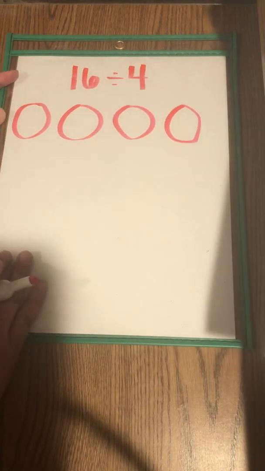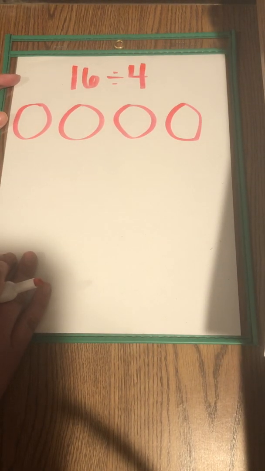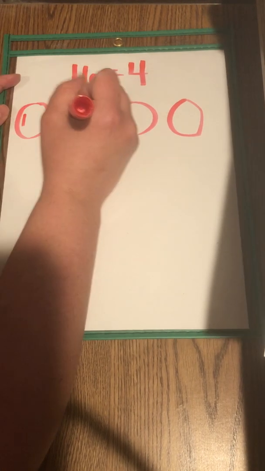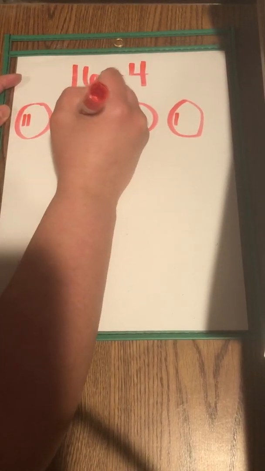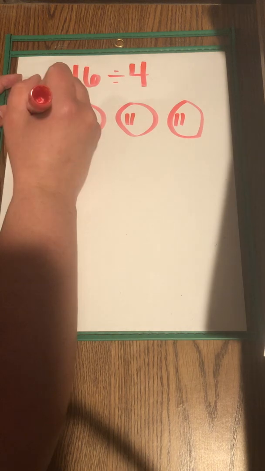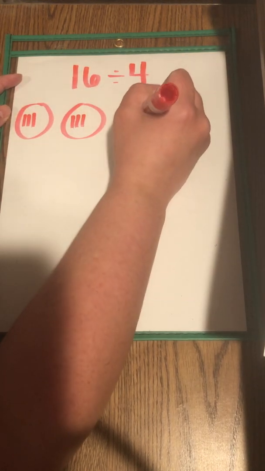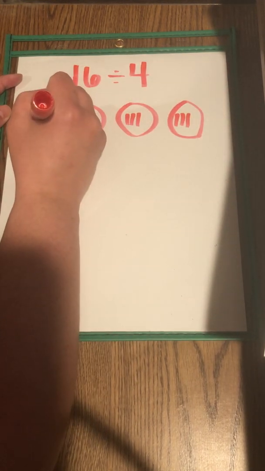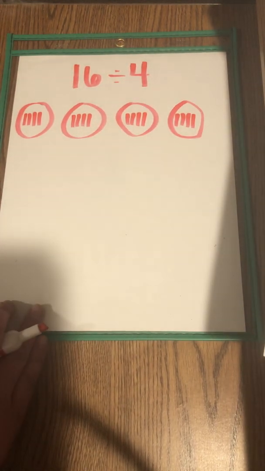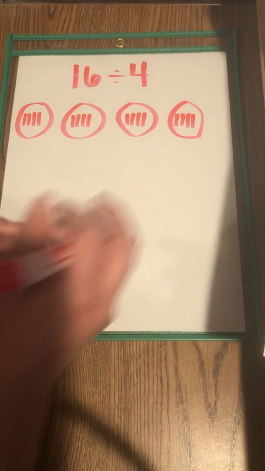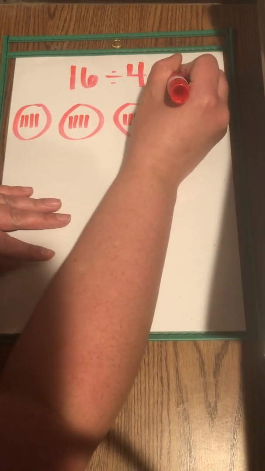Okay, now I'm going to do my lines again as I count to what number? 16. 1, 2, 3, 4, 5, 6, 7, 8, 9, 10, 11, 12, 13, 14, 15, 16. So I have 4 equal groups, and how many are in each group? 4. So that's actually a square number there.